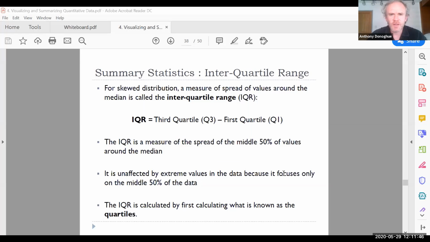Anyway, all right. So the interquartile range was mentioned earlier on. That is another measure of variability. It is a measure of variability around the median. So quarters.